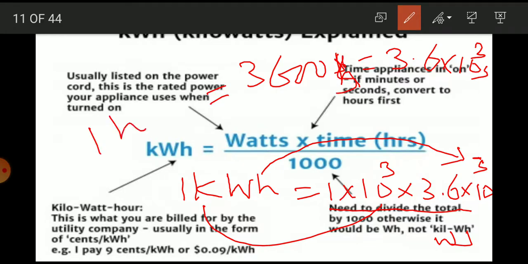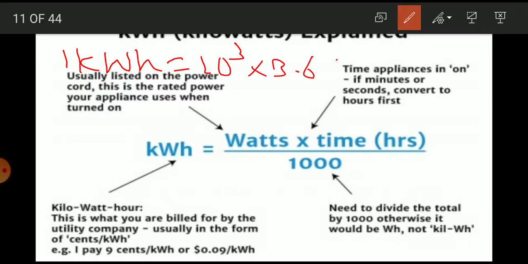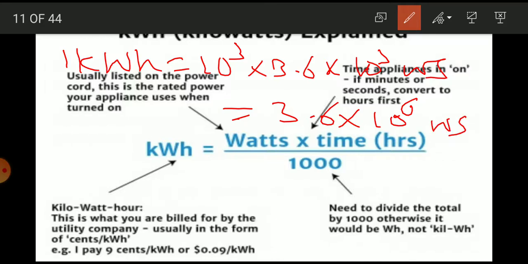In place of 1 hour you can write it like this. So 1 kilowatt hour is equal to 3.6 cross 10 raised to power 6 watt second. So in place of 1 kilowatt hour you will write 10 raised to power 3 cross 3.6 cross 10 raised to power 3 watt second. So 3.6 cross 10 raised to power 6 watt second is equal to 3.6 mega joule. In place of this you will write this one.